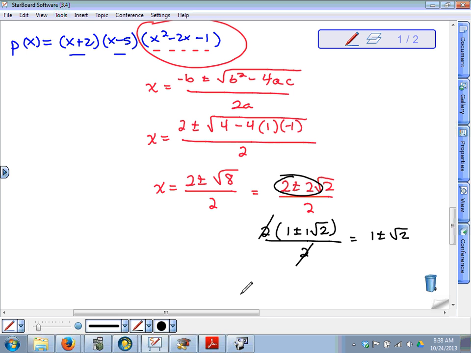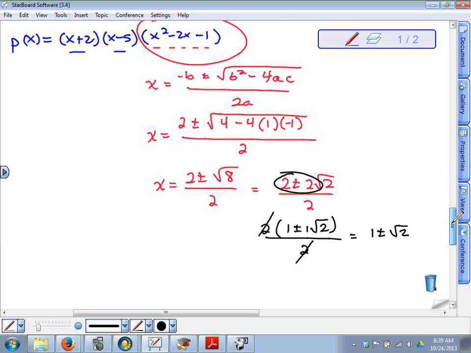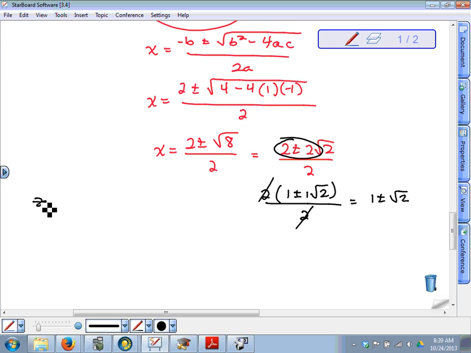Now, how many zeros is this? This is really 2 zeros because it's two numbers. It's 1 plus the square root of 2 and it's 1 minus the square root of 2. Okay? How many zeros have we now found? All 4 of them. 2 of them were rational, 2 of them were irrational. Okay? So I want you to make a list of your zeros over here. The zeros were x equals negative 2, x equals positive 5, and x equals 1 plus or minus the square root of 2. Those are all 4 of your zeros.